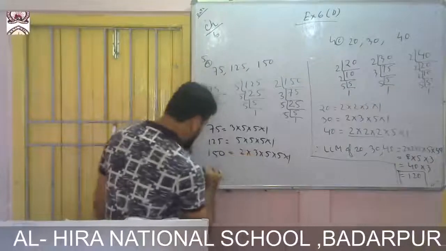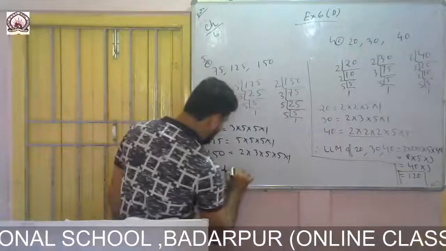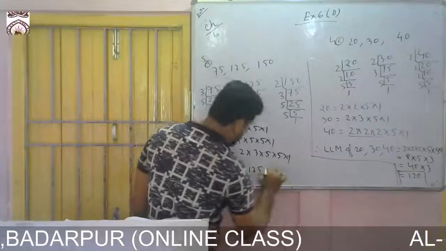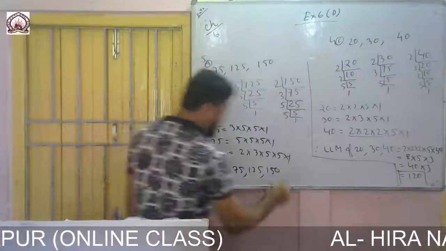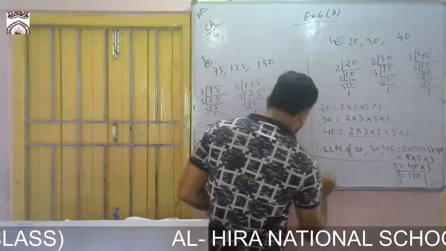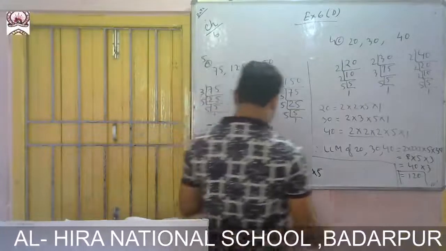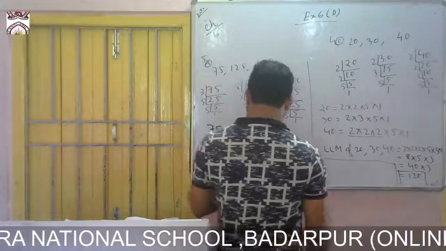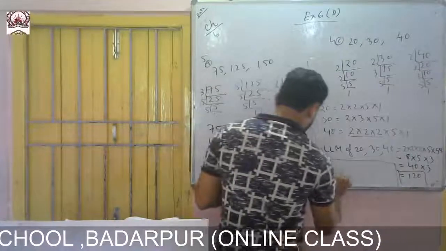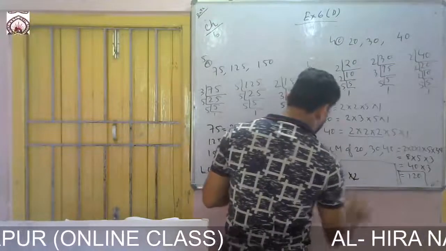So here what? 5 repeating 3 times. LCM of 75, 125, 150. Okay, goes to what? 5 into 5 into 5. Then into 3 into 3 into 2.